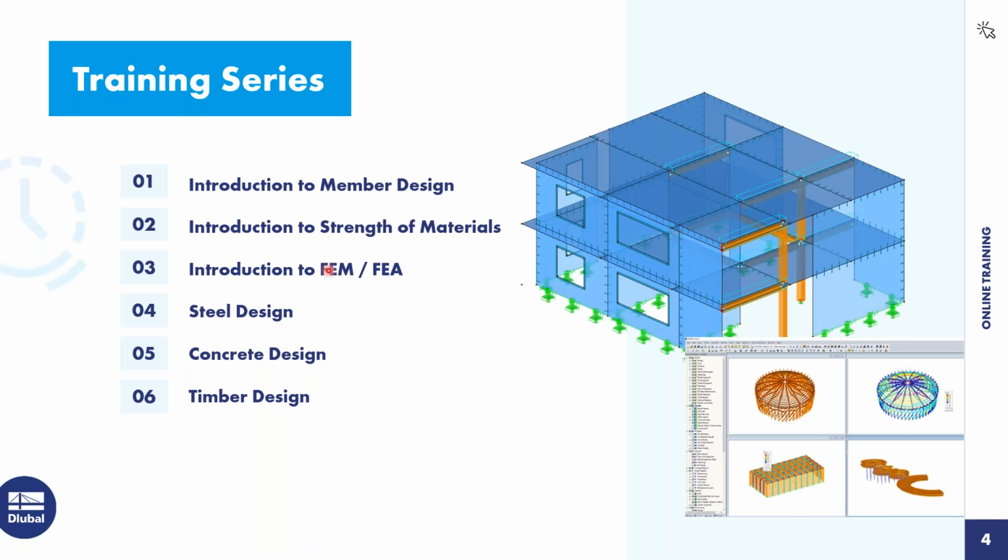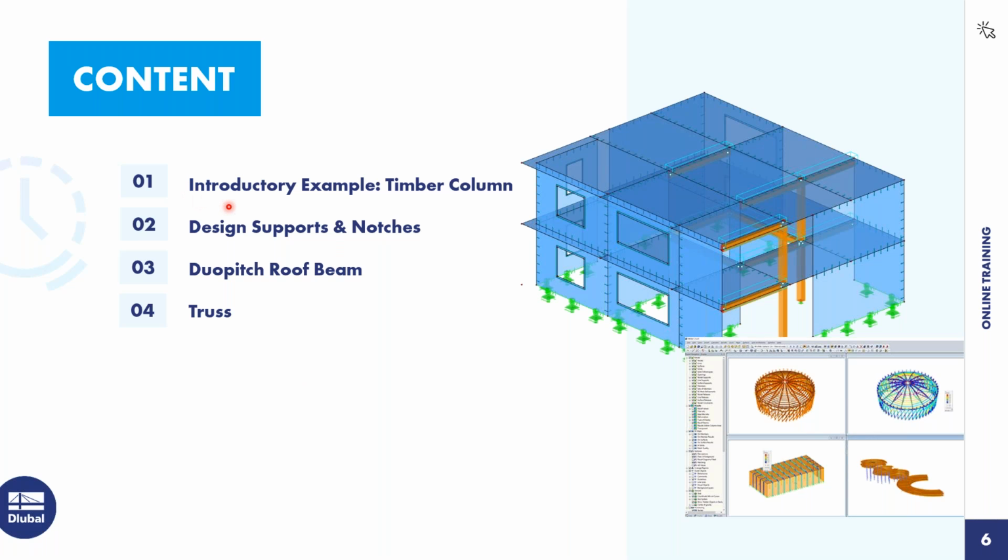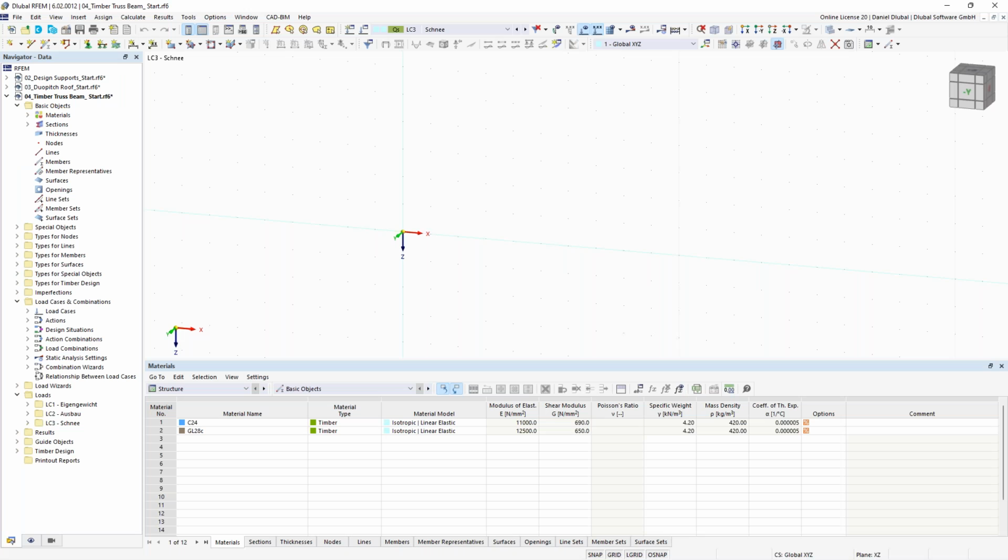So, training series RFEM 6, or also RSECTION for students. Today, the last part, timber design. What you can expect today is that we go through a kind of introductory example. We will model and design a timber column. The next thing will be the definition of design supports, and I will show you also how to model and create a notch. Then we will design a duopitch roof, and finally we will end this training with a truss in timber. Okay, so let's jump right into RFEM 6.